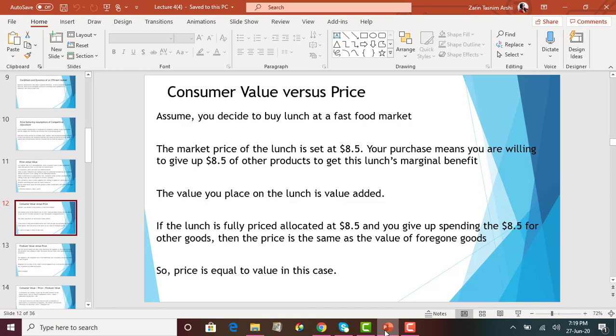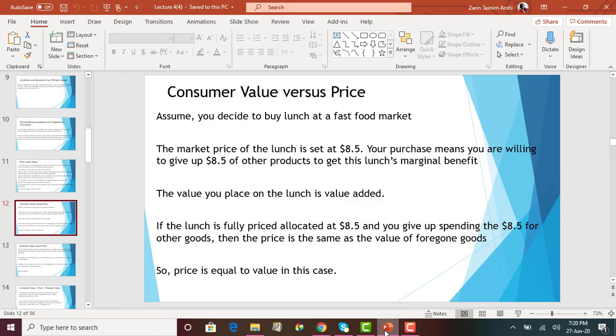Okay, let's do a quick example. Assume you decide to buy a lunch at a fast food restaurant. Let's say you decide you will go to McDonald's and you will buy a meal today, and the price of that lunch meal is $8.5. Now your purchase means, when you're using $8.5 to buy that lunch meal, that you are willing to give up $8.5 of other goods to get that lunch, just marginal benefit. So you are getting this additional benefit of the McDonald's lunch meal by giving up other goods, right?